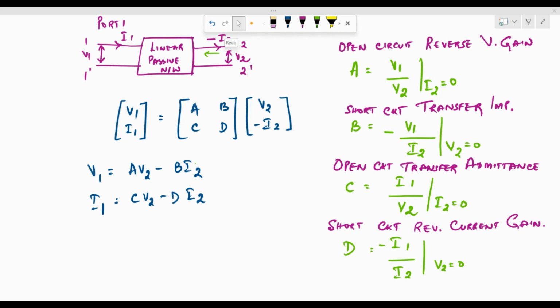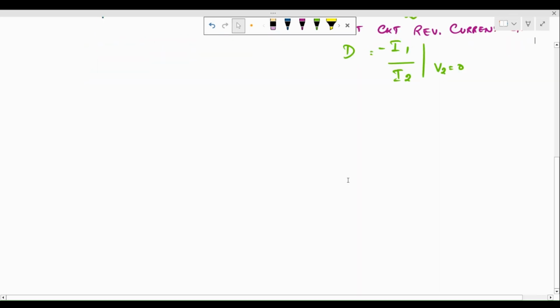We can now obtain the relationship between the ABCD parameters, the Z parameters, as well as the Y parameters. There are several derivations that would go into it, but that can be found in any standard books and you can go through that. So I'll just write out the relationships between the Z parameters, the Y parameters, and the ABCD parameters.